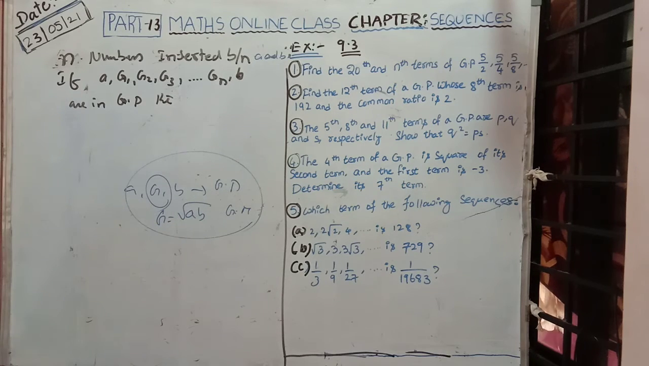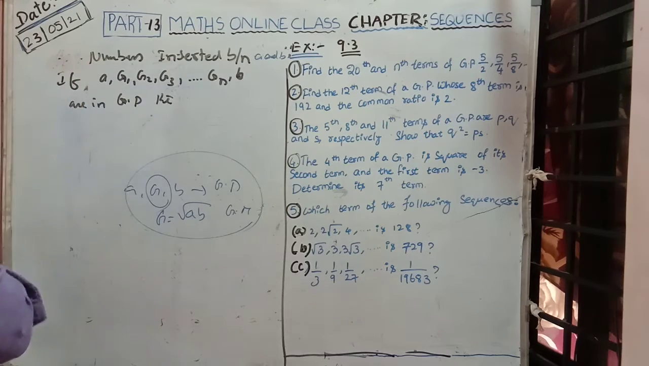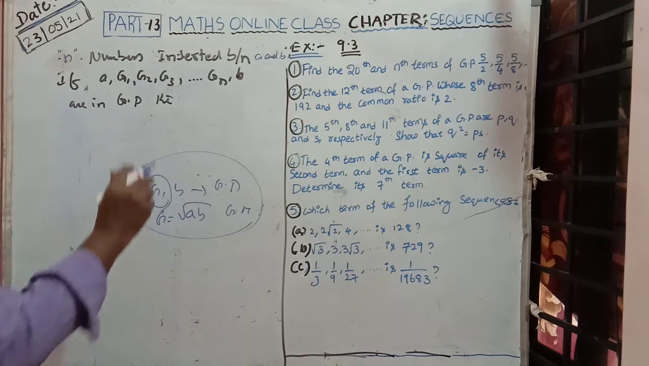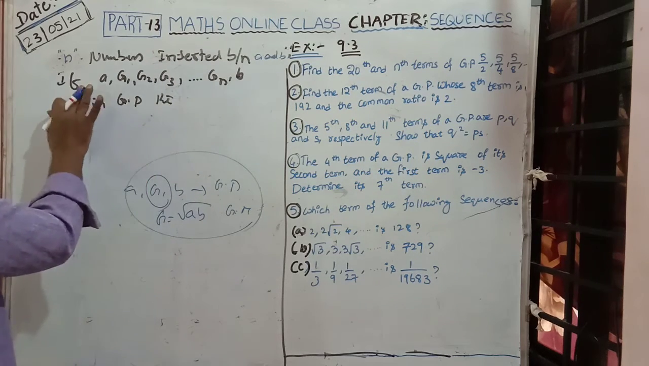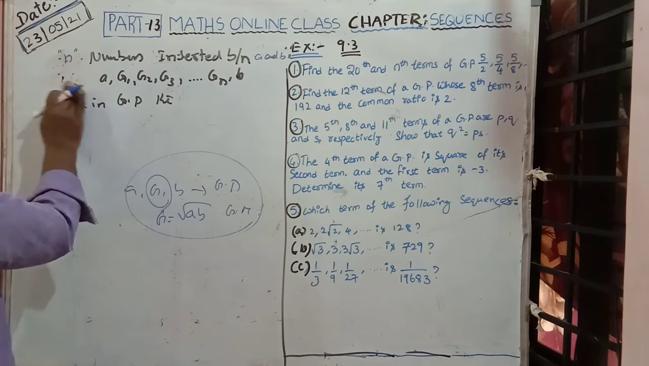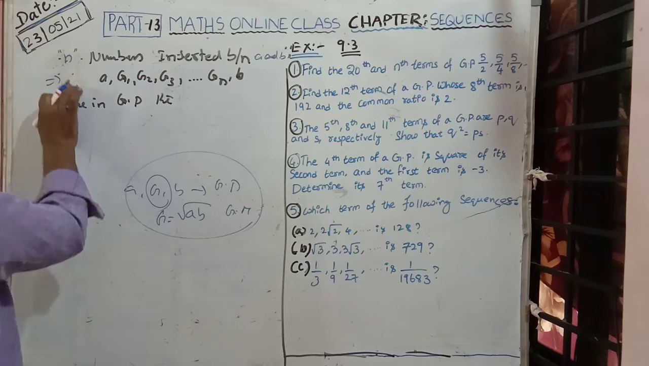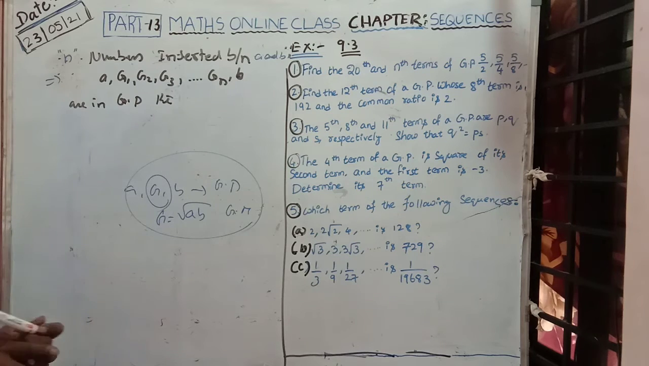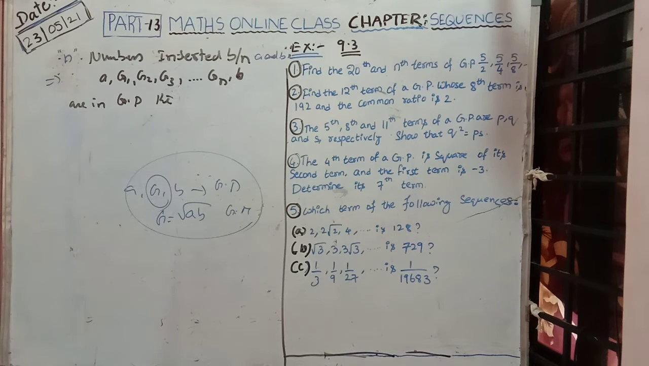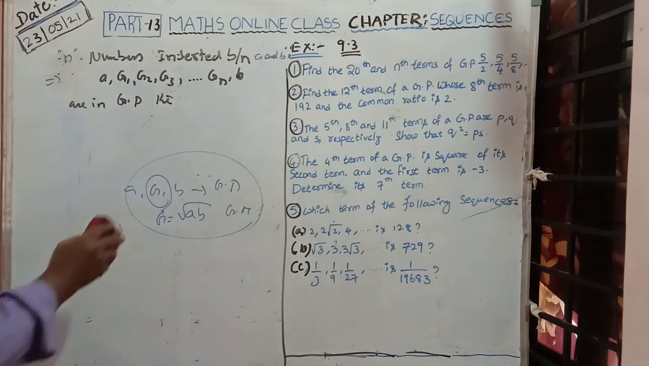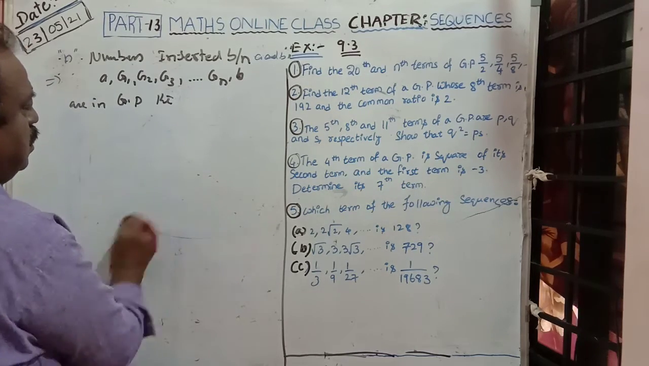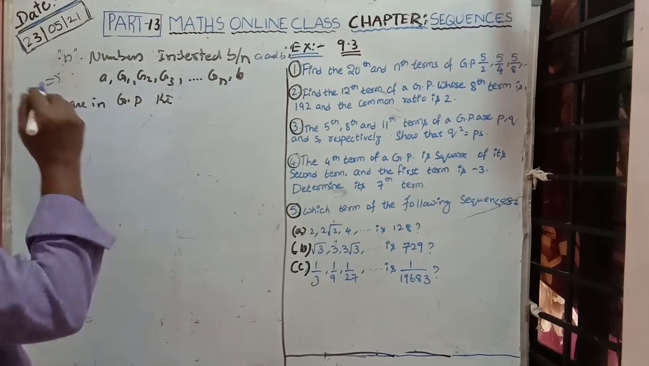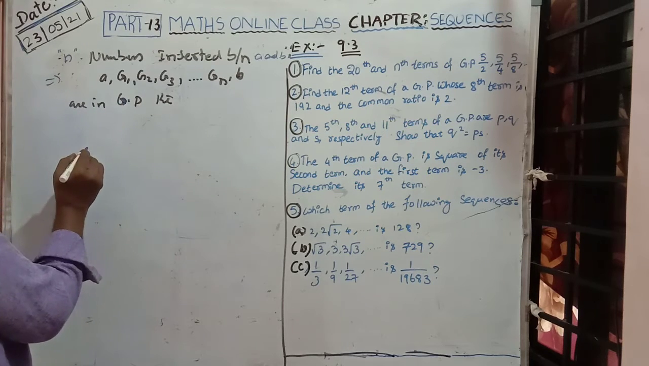But here there are n numbers inserted between A and B. That implies A, G1, G2, G3, ..., Gn, the n numbers which are inserted between A and B. That series is denoted by GP. Here you observe it.